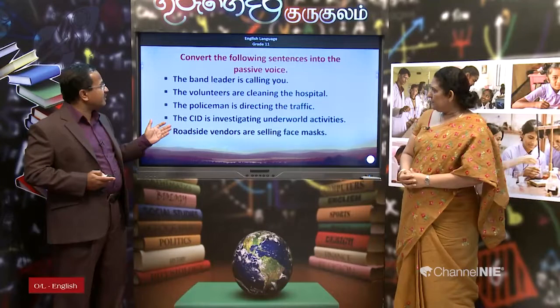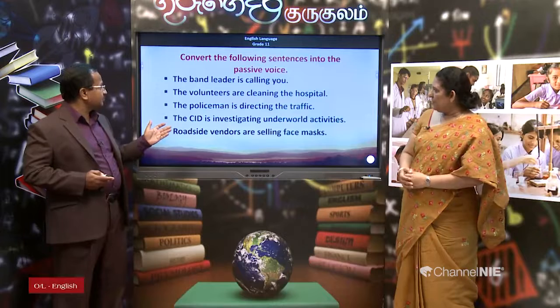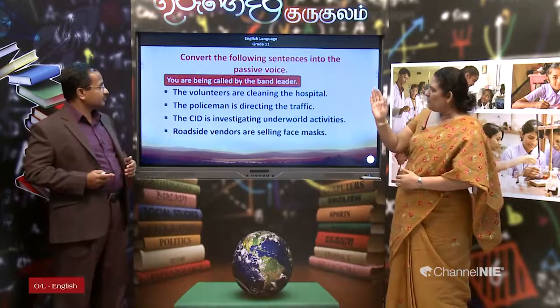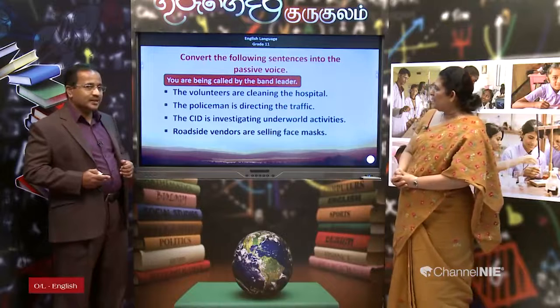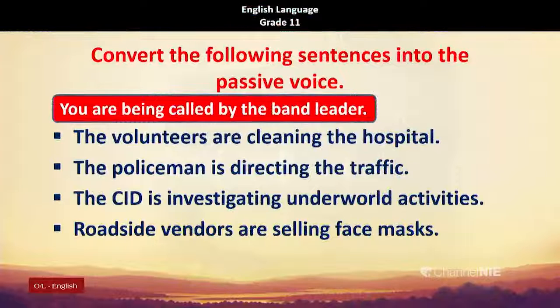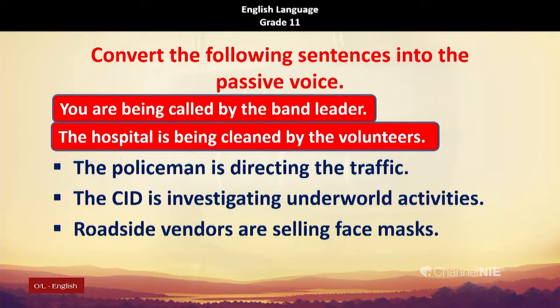So, shall we convert them into passive voice? The first thing you have to do is, children, you have to separate subject, verb and object. Okay, the first one? You are being called by the band leader. The second one, in the second sentence, you can see the hospital is the object. The volunteers are cleaning the hospital. So, the hospital is the object. You can take it as the subject of the passive voice sentence. The hospital is being cleaned by the volunteers.